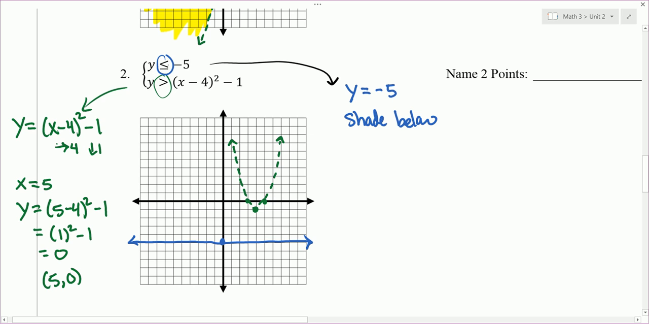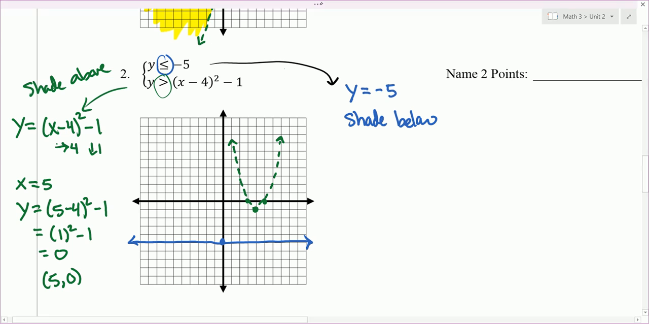And then we want to decide shade above or below. And this one's going to be to shade above because its y is greater than. What we mean by above when we're graphing in this particular shape, it would be everything inside the parabola. Okay, so we want to be inside the parabola, above it.